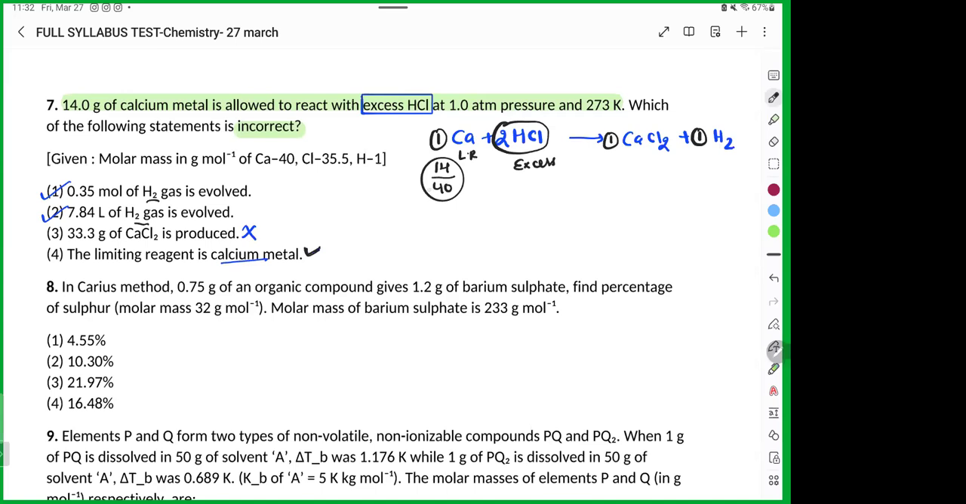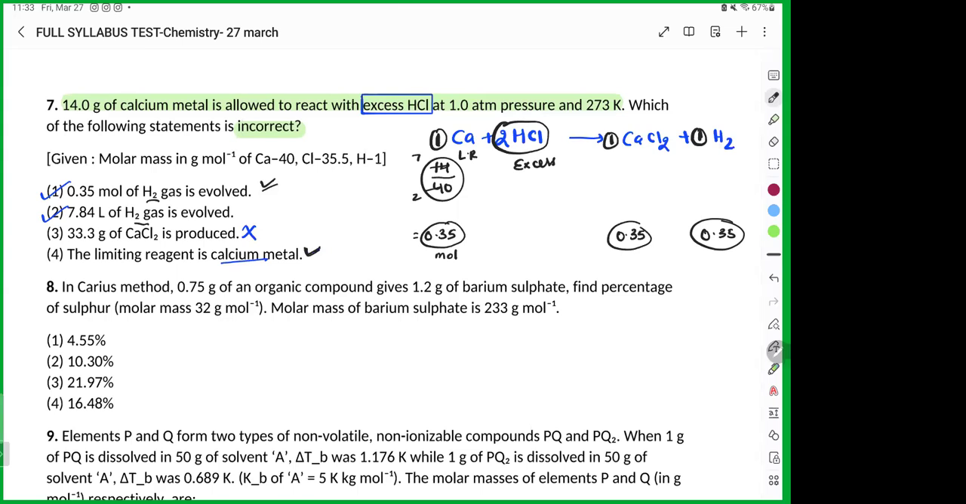If you calculate number of mole, 14 by 40, it will be 0.35, and number of mole of calcium will be this. Limiting reagent decides the number of mole of everything. So number of mole of this will be again same. Why? Both number of mole is 1:1. Hydrogen is also 1. So this is correct.